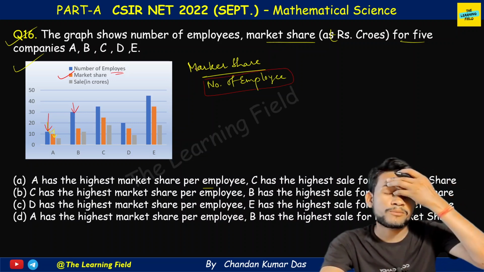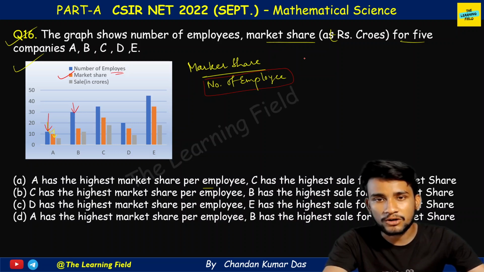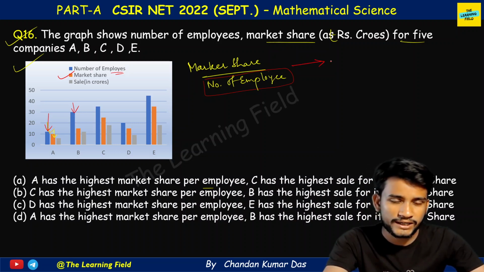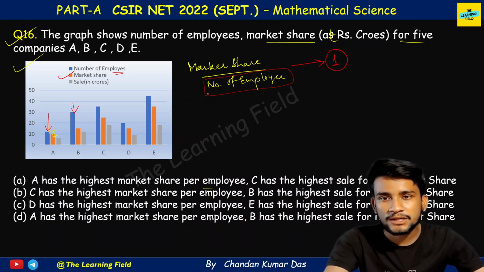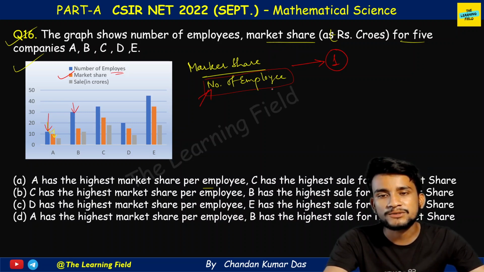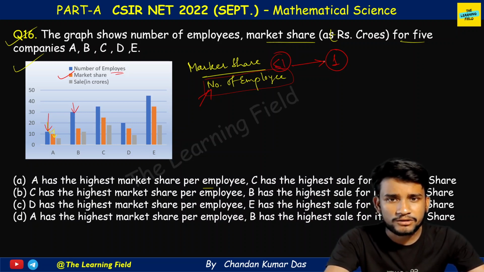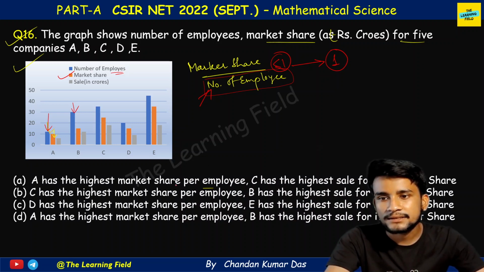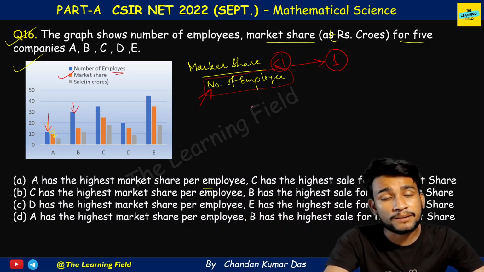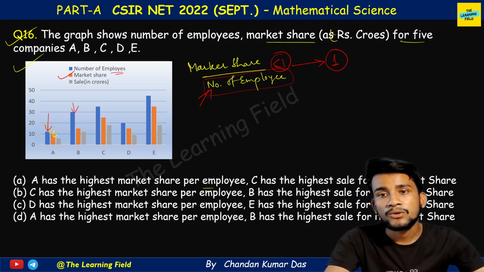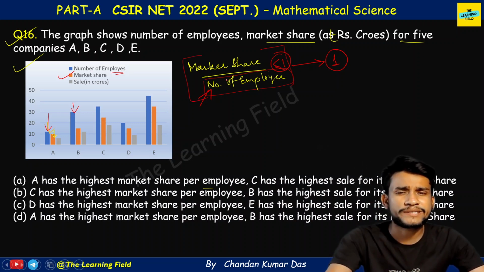Therefore we have to see if this ratio tends to nearly 1, because in all the cases the number of employees is more compared to market share, that means this ratio is always less than or equal to 1. So the ratio which tends to 1 gives the highest market share, in the case when this ratio goes to 1, or is sufficiently close to 1.